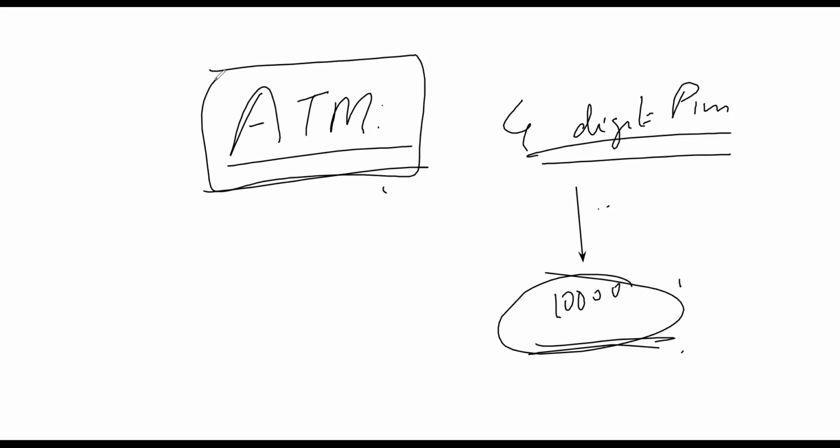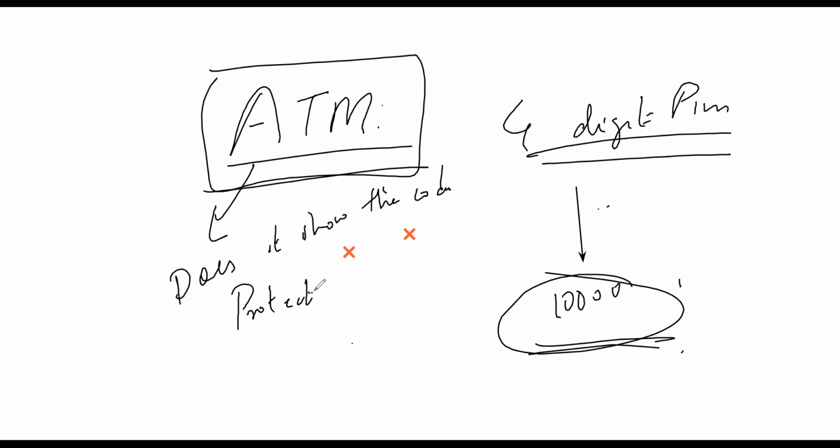Does this ATM use software? Yes. Does this ATM show you how it is programmed? Does it show you the code? The answer is no. It doesn't show the code. No codes. So which means it is protecting the data. It is protecting the data from frauds. Correct? This is called data encapsulation.